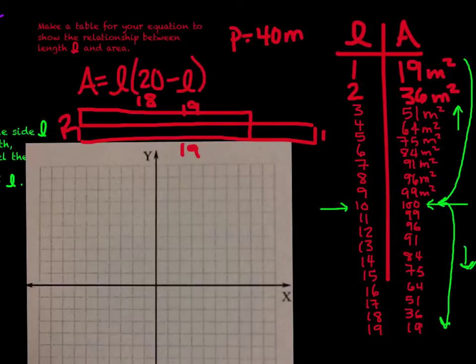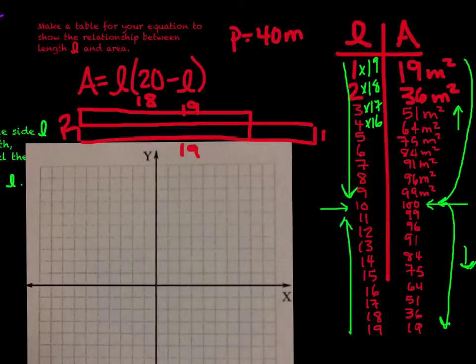So essentially, I'm going to add a little bit more math in here. To see the length and the area, I had 1 times 19. For 2, I had 2 times 18. For 3, I had 3 times 17, and so on. And so you can kind of see how this 1 became 10, and then from there, everything began to flip-flop and meet towards that middle section.